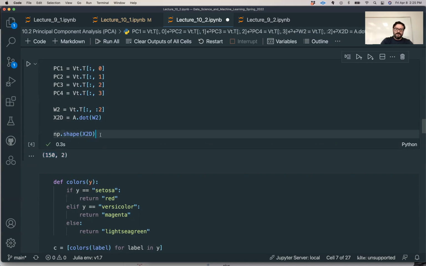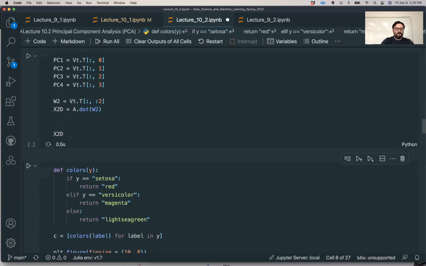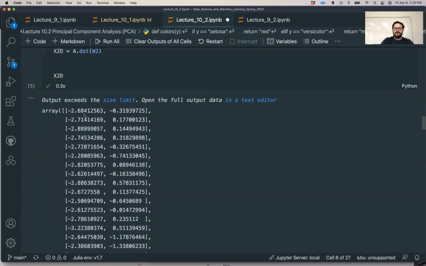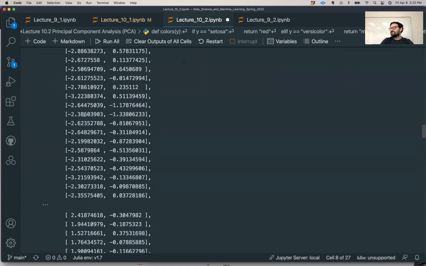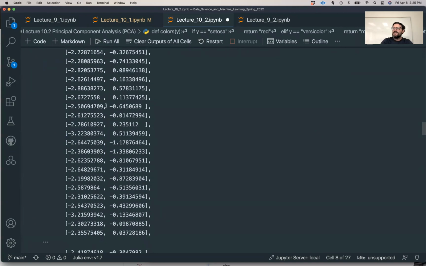Okay. So maybe we should look at it. What does it even look like? It's this. It doesn't look very descriptive of anything, right? Like we started with the iris data set, right? We know what those values look like more or less by now, hopefully. And this doesn't look anything like that, right? But you have to remember that we've centered the data first, right?